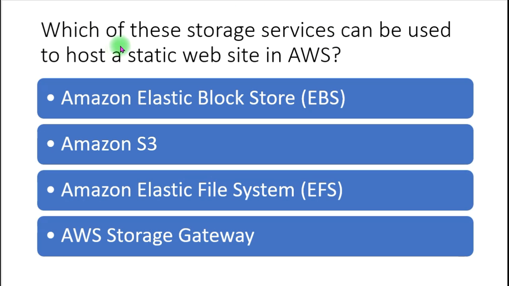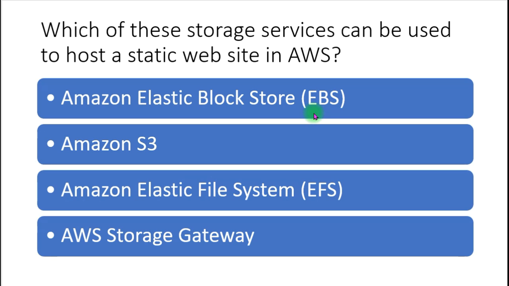In the question they are asking, which of these storage services can we use to host a static website in AWS? The options we have: Amazon Elastic Block Store, Amazon S3, Amazon Elastic File System, AWS Storage Gateway. Before answering this question, let's understand each service one by one. Amazon Elastic Block Store is an easy to use, high performance block storage service which is normally used for our virtual machines like Amazon EC2 in our Amazon environment. It's the storage attached to the instances, meaning our virtual machine.